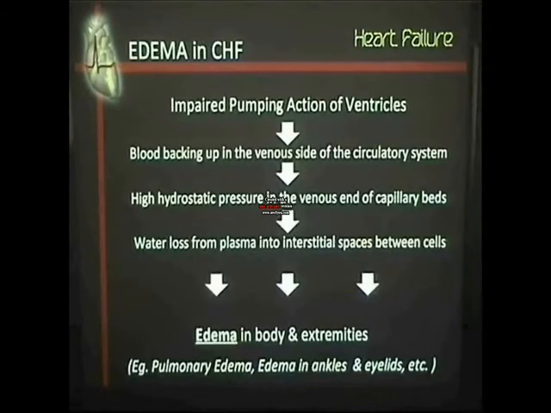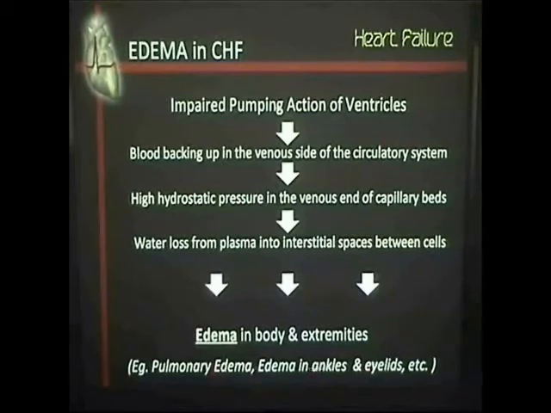So how does water retention or edema happen in congestive heart failure? Since there is impaired function of the heart, especially in the ventricles, there will be blood backing up in the veins, which will cause the blood to back up in the venous side of the capillaries. That will cause the water from the plasma to go out into the interstitial spaces between the cells, and since the water couldn't go back into the venous side, there would be water from the plasma still left in the interstitial spaces of the cells. That will cause the water retention.